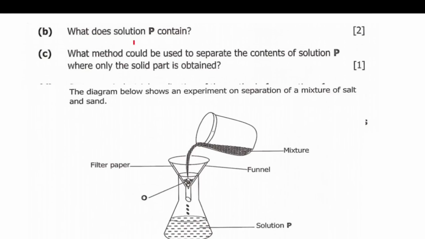B. What does solution P contain? Since the diagram shows an experiment on separation of a mixture of salt and sand, for you to separate it, first you have to dissolve this mixture into water. Then when you pass it through the filter, water and the salt will pass, but the sand will remain on the filter. So solution P contains water and salt.